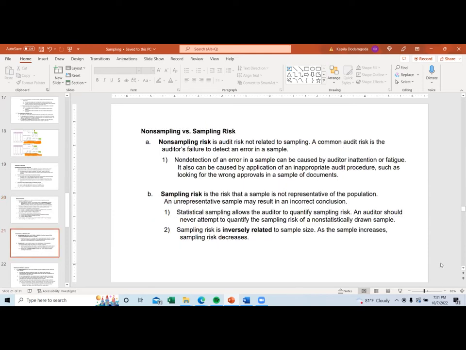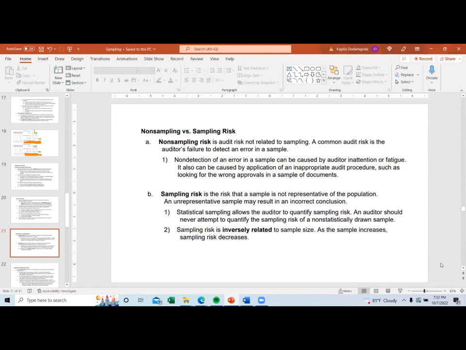What is sampling risk and non-sampling risk? Can you see this PowerPoint slide? Can you see the PowerPoint slide now? Yes, sir. Okay, I'm asking that question because I'm switching between different documents, right?